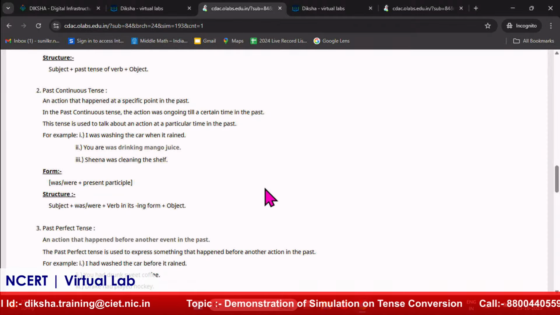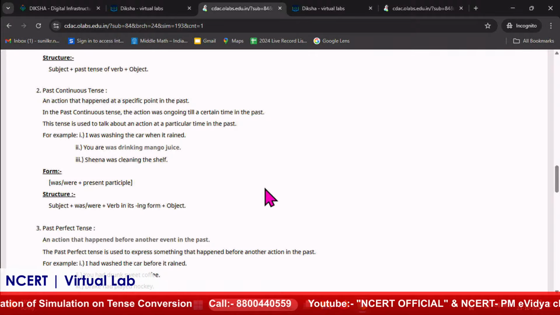Past continuous tense. Like we saw in the present continuous, something that is happening right now, similarly in the past continuous tense, something that was happening in the past at a particular moment of the past. Examples are given over here.